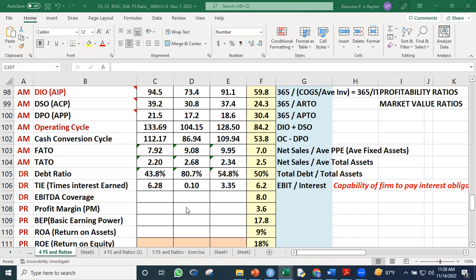Okay. So we have that EBITDA coverage. You know what EBITDA means, no? Earnings before interest, taxes, depreciation, and amortization. So this one, it does not only measure the interest, it also measures other form of payments that are fixed. For example, okay, ano example ng fixed? Interest is fixed usually, no?